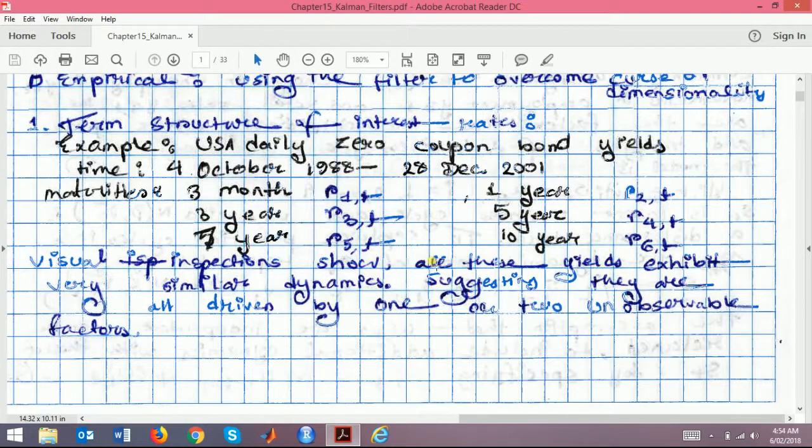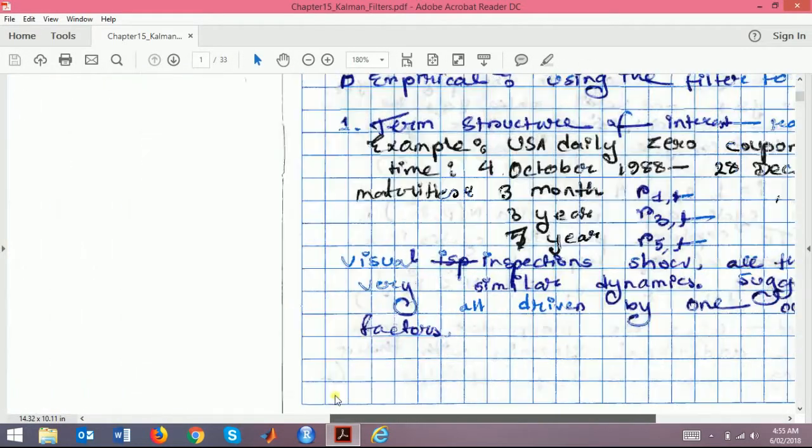Visual inspection shows all these yields exhibit very similar dynamics, suggesting they are all driven by one or two unobservable factors. Interesting, right? So the dynamics in all these interest rate returns, which mature at highly different time periods, are quite the same, which means the latent or unobservable factors might be quite similar. Now we will look into this, we'll surely estimate this later.